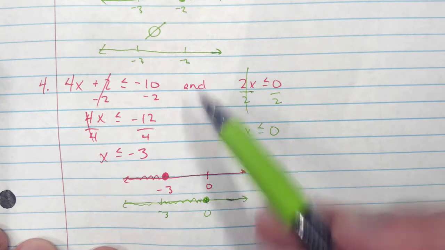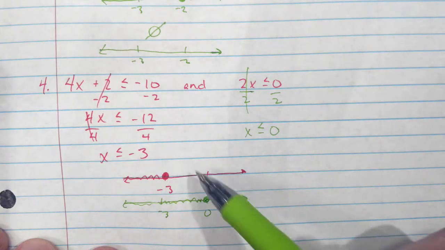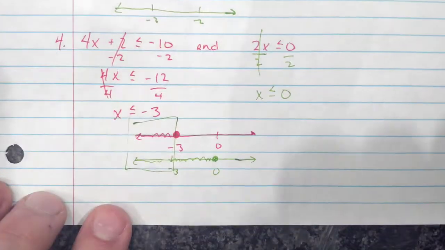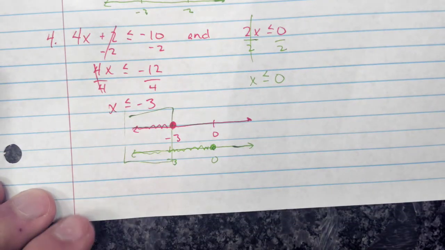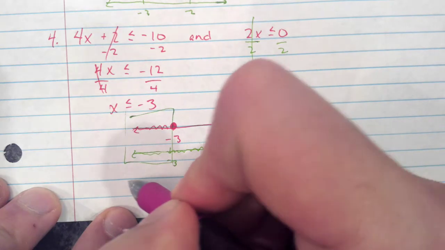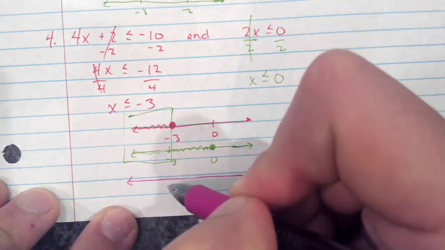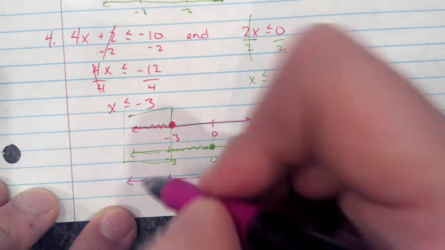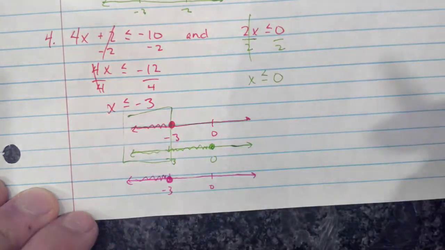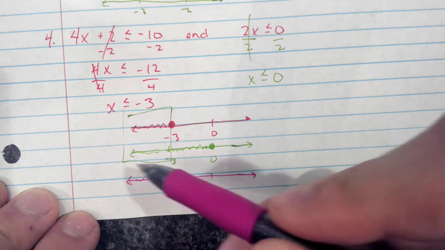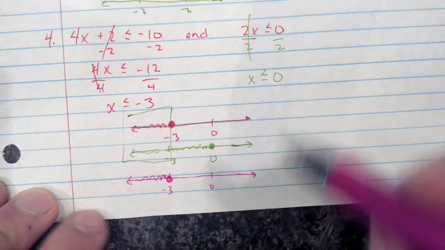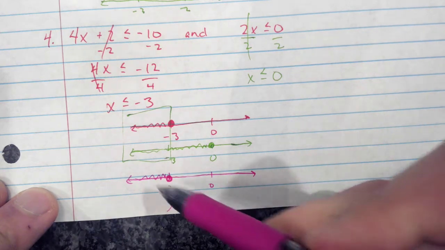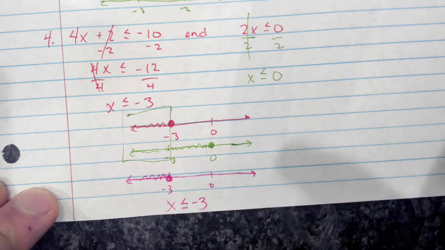So it's an and, so where is it true for both? Where does it overlap? It overlaps right here. So our final number line, we're going to take that overlapping and put it together. It would be a closed circle because we had a closed circle, and shaded to the left. And then what is that final inequality? What does this number line represent? That shows that x is less than or equal to negative 3. So that's my final solution there.